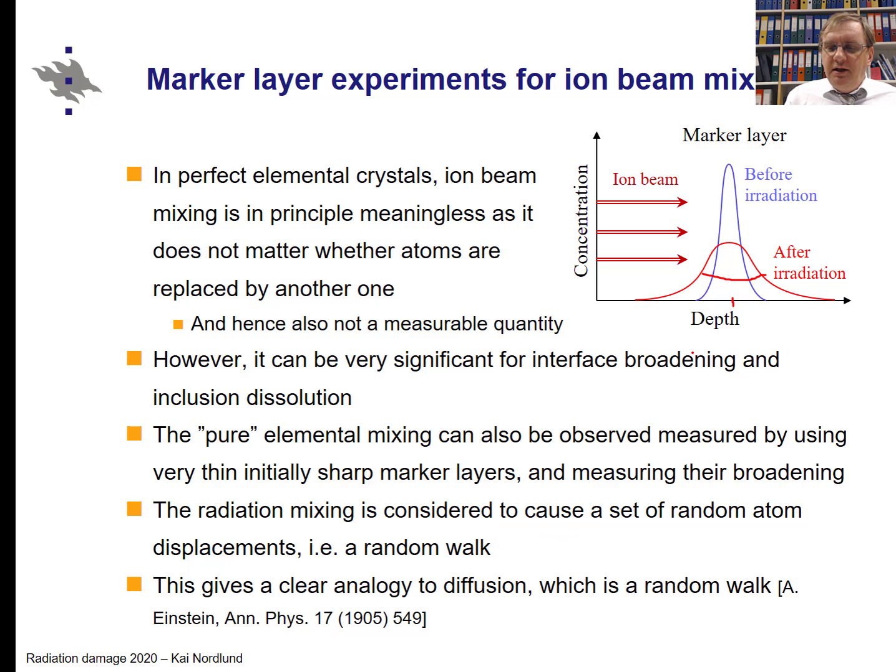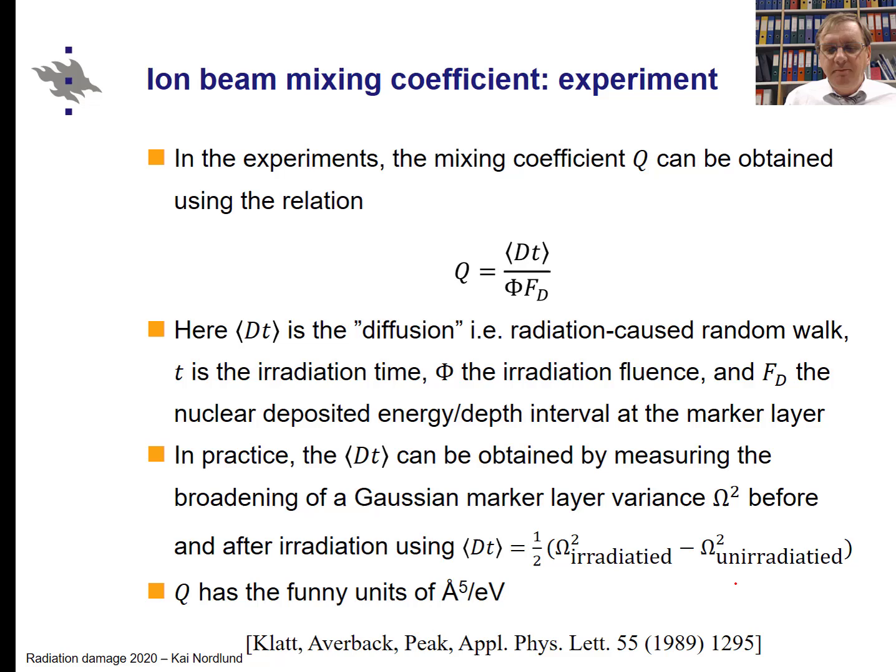And this ion beam mixing can be considered to be caused by a set of random displacements, a random walk. And this gives an analogy to diffusion, which is a random walk, as a certain guy known as Albert Einstein showed back in 1905. From this, ion beam mixing has a well-established theory. You can measure the effective diffusion coefficient.